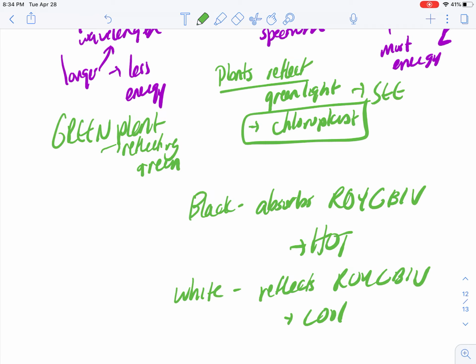And again, if you see the color blue, it's because your shirt is reflecting blue, but it's absorbing every other color.